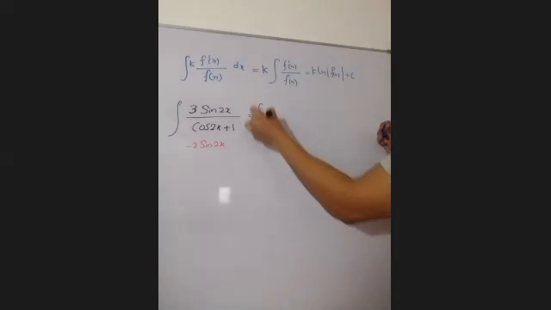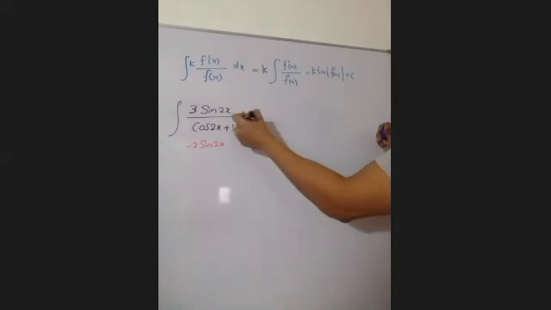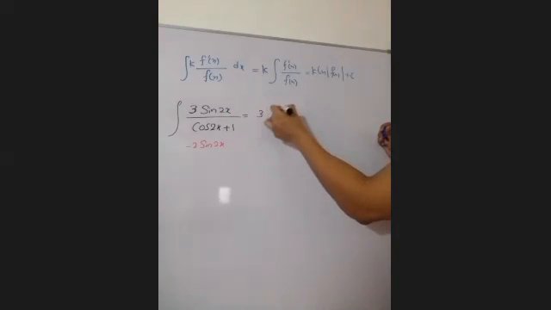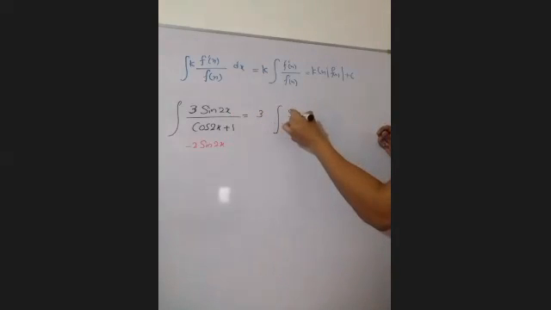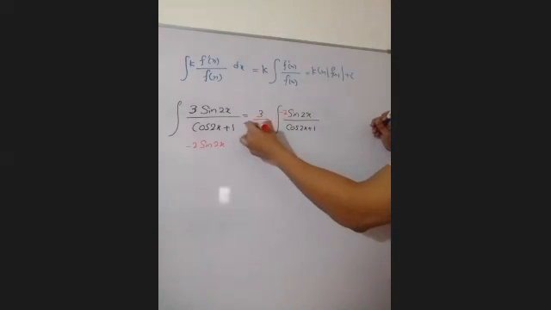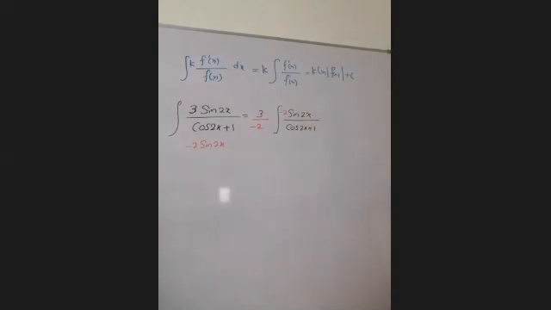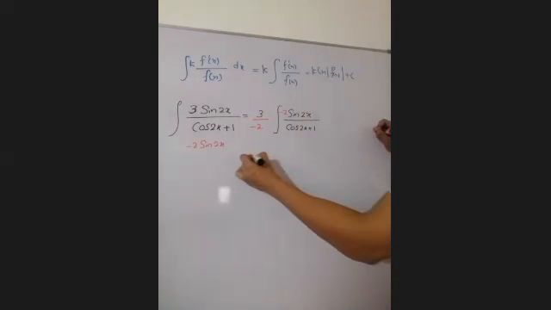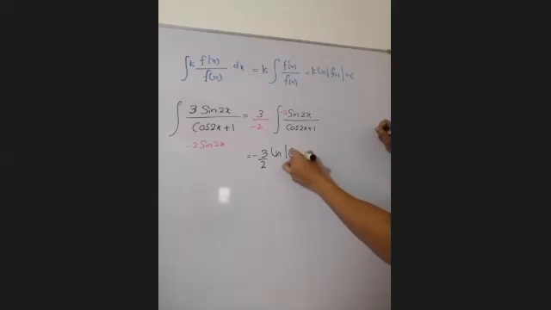So I'll just use a small technique like this. Initially, I will take 3 out. Then sine 2x over cos 2x plus 1. Then I'll put a minus 2 over here. To correct it, I will divide by minus 2. Then the differentiation of the denominator is available in the numerator. So the answer is minus 3 over 2 ln of cos 2x plus 1 plus C is the final answer for this.